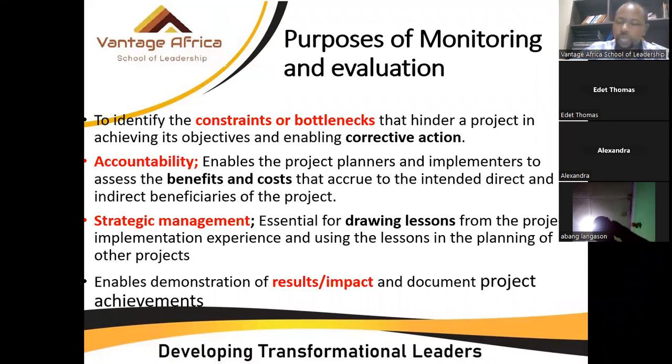There is a UNESCO institute that came to us and they told us, Benson, we are a UNESCO institute, and we are doing so much. But look at our website. Looking at our website, you cannot know anything about the things that we do. So they wanted us to help them come up with a website that shouts about what they do. Ladies and gentlemen, with monitoring and evaluation, you are able to demonstrate your results, to demonstrate impact, to document project achievements, and shout about them.